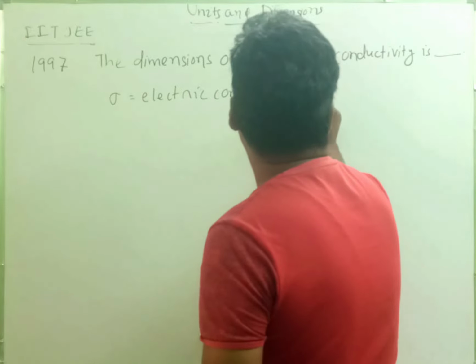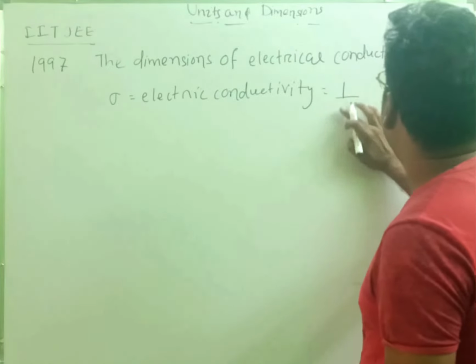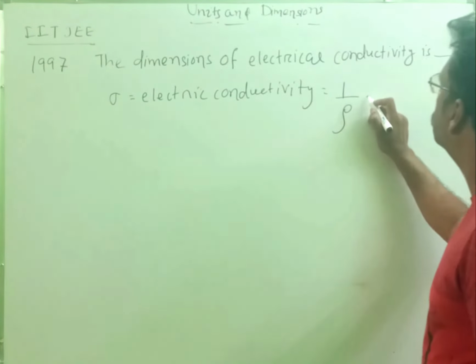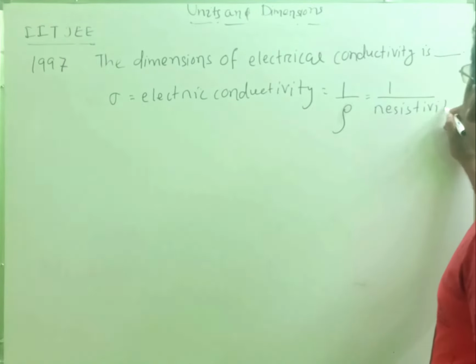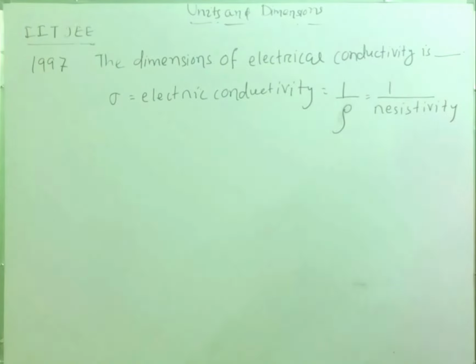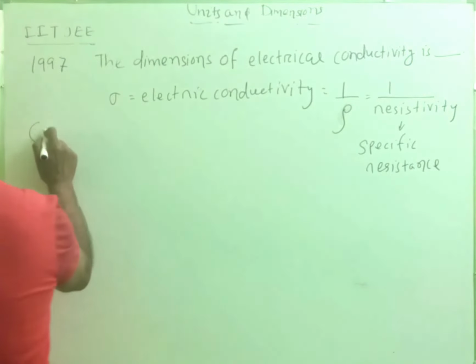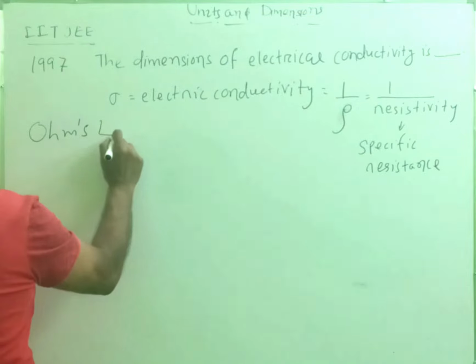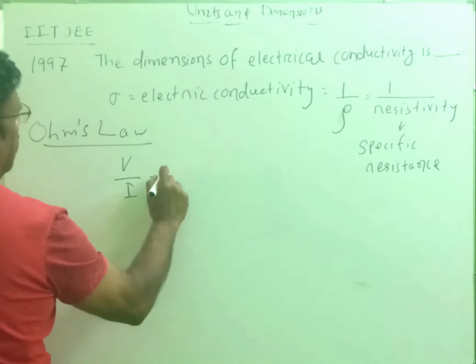This electrical conductivity is reciprocal of rho. Sigma is reciprocal of rho, and this rho is called, student, resistivity. This is called resistivity, and resistivity is denoted by the Greek letter rho, and this is also called specific resistance. Okay, student, we have studied about resistance of a conductor in Ohm's law. What does Ohm's law state? Ohm's law states that V by I is equal to R.